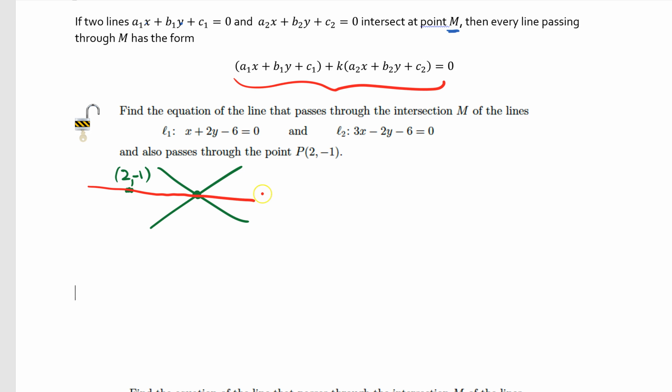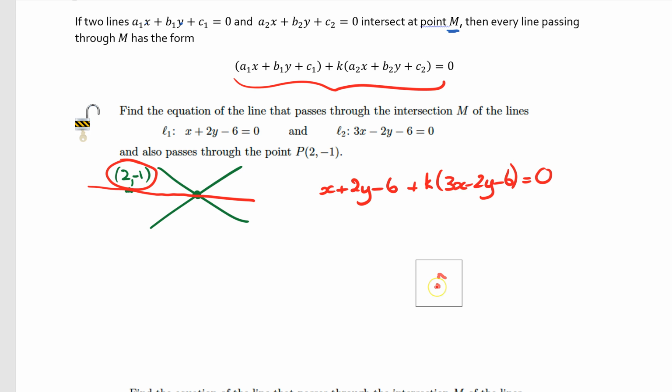So this line here is of the form x + 2y - 6 + k lots of the other line, 3x - 2y - 6, and that must equal 0. But not only is it of that form, but this point here must also satisfy this equation. So when I put 2 and -1 into this equation, the equation has to be true. So let's substitute that in.